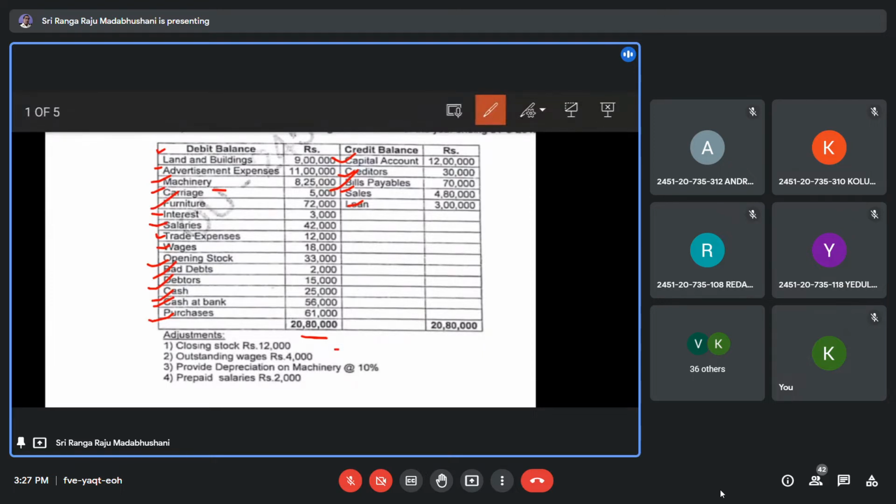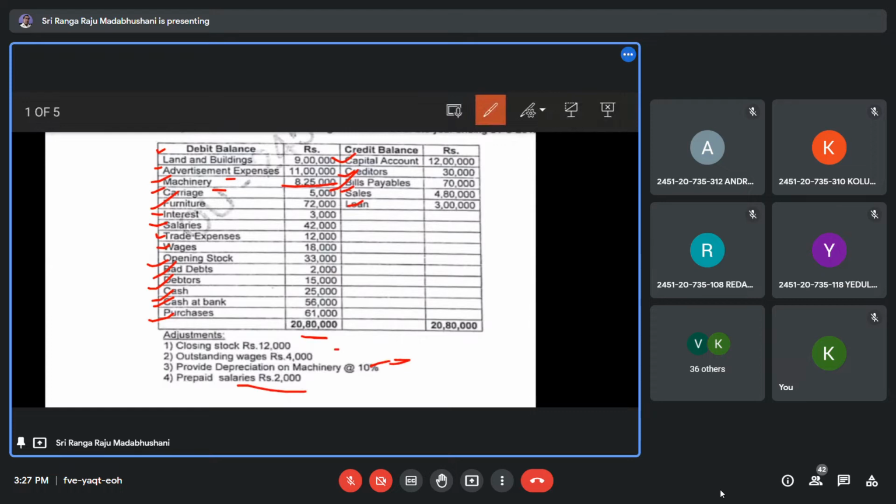Then coming to adjustment: closing stock, trading account credit side, and asset side of balance sheet. Outstanding wages added to wages in trading account debit side and liability side of balance sheet. Then depreciation on machinery: 8,25,000 at 10% means 82,500 shown on debit side of profit and loss account. And in asset side, from 8,25,000 subtract 82,500. The balance should be shown in asset side of balance sheet.